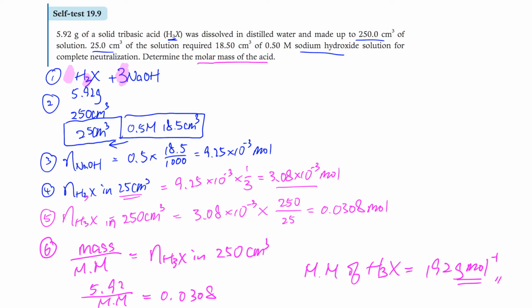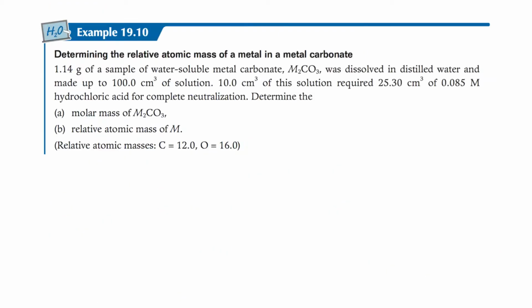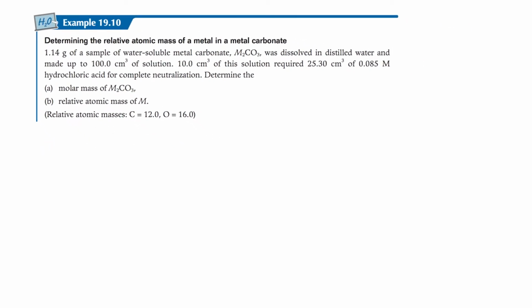Okay, next, that will be the calculation of relative atomic mass. Actually, more or less it's the same. You read the question, you will see. So you have mass dissolved in up to 100 cm cube, and you take 10 cm cube this time, and then you titrate against HCl and use the M and V this way. So you're going to find the molar mass first, and then you're going to find the relative atomic mass. Easy.